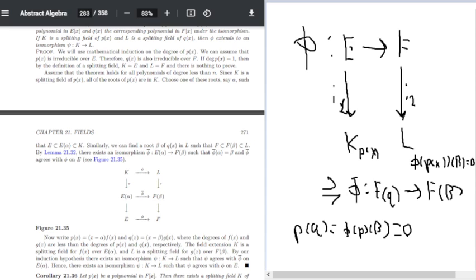By Lemma 21.32, there exists an isomorphism phi bar from E(alpha) to F(beta), such that phi bar of alpha is equal to beta, and phi bar agrees with phi on E.